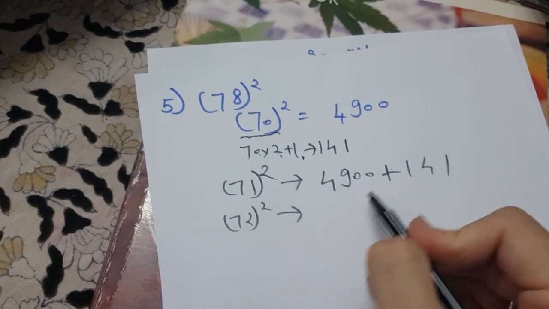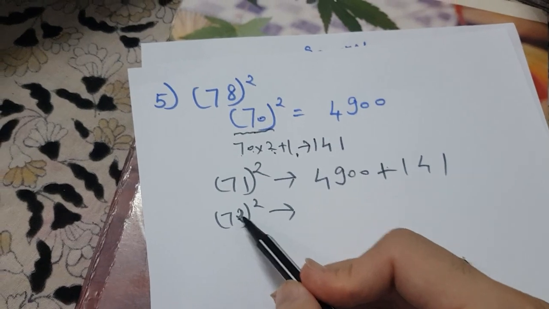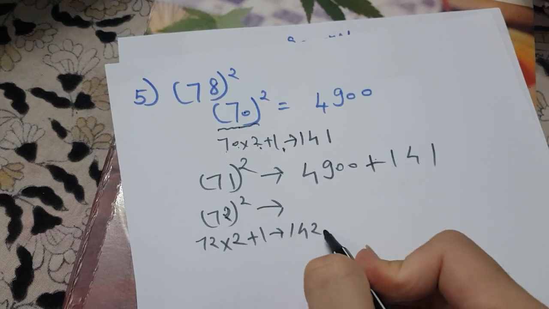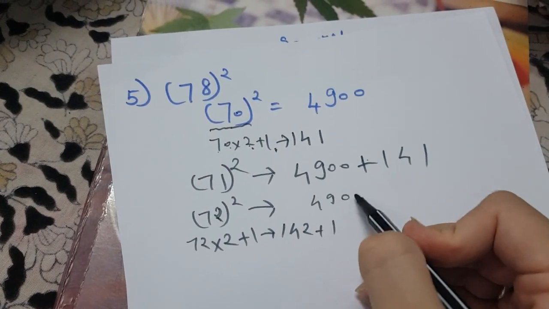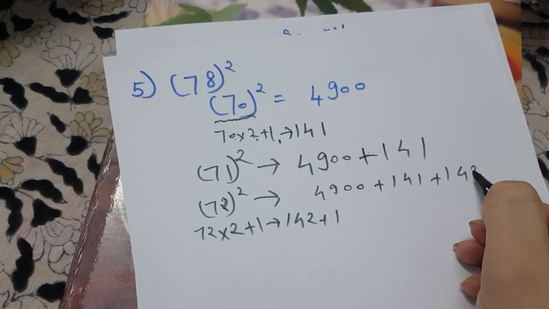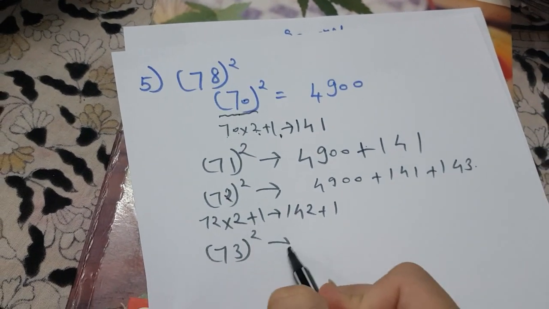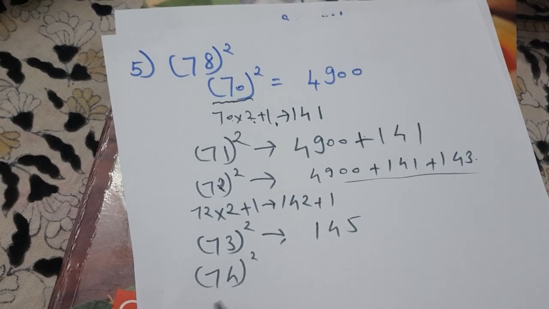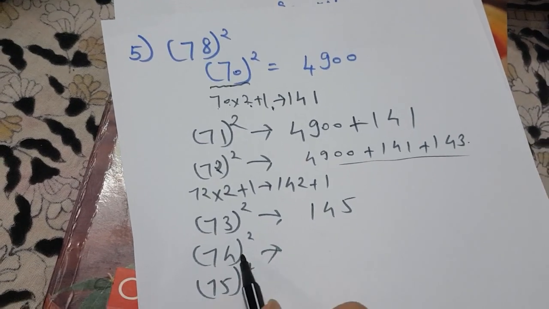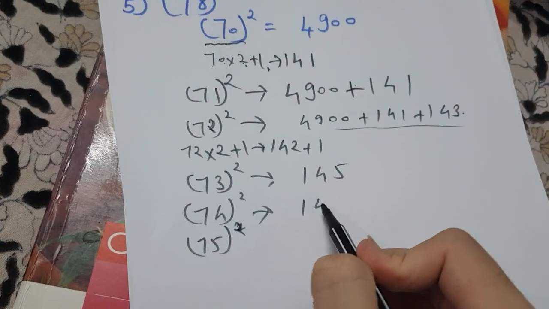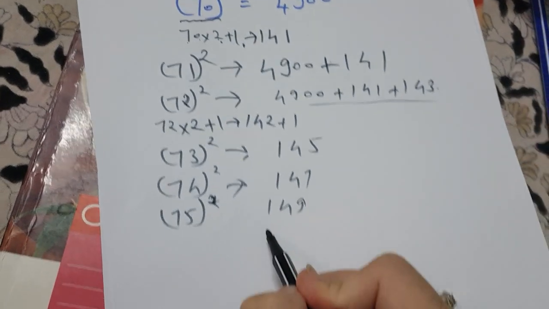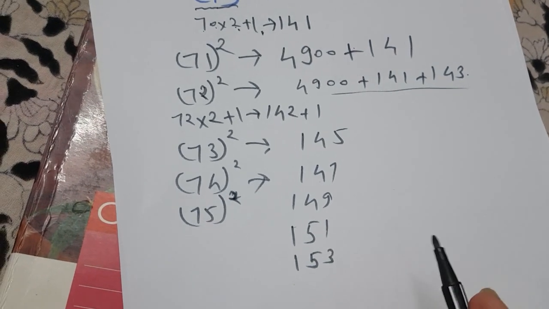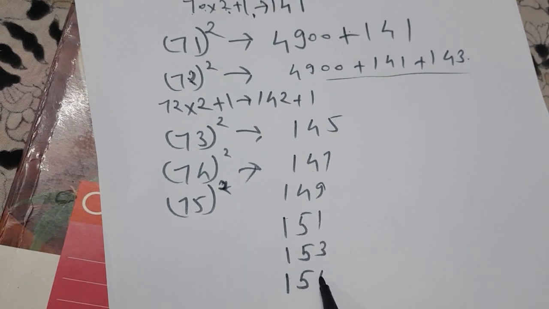For 72 square we have similarly, this is 72, right? You have to multiply this by 2. 72 cross 2 plus 1 means 144 plus 1, that is 145. This will be the answer 4900 plus 141 plus 143. In this way, for 73 also you can easily get 147. You need to add in all these. For 74 square, 75 square, you just need to multiply it by 2, then add plus 1. So this will give you 149, 151. Similarly for 76 square 153, for 77 square 155, and last that you need to get is 78. That is simple. This is for 78 square.